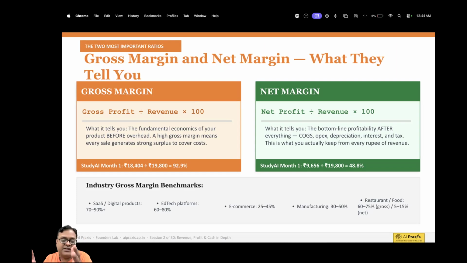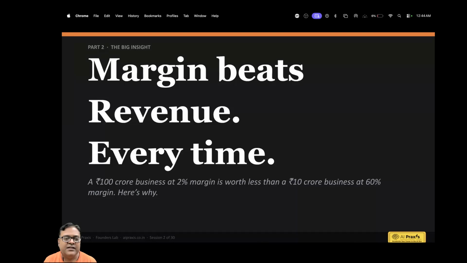So you can decide whether it's a sustainable business or not, because you have to actually focus a lot in terms of making good profits, right? And that's how it is. Let's move to the next.